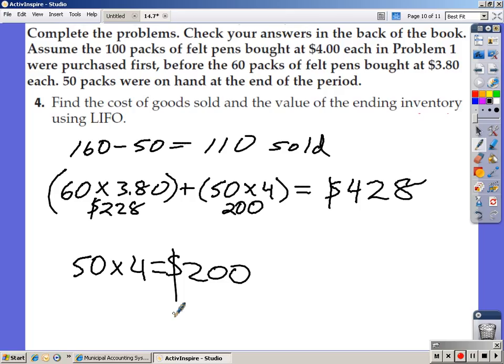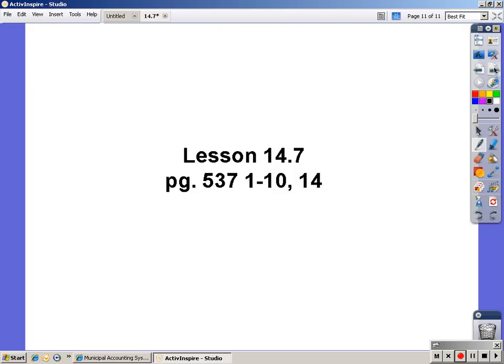This lesson can be a little tricky, but go ahead and try it. Okay, just remember which method you're trying to use, average, FIFO, or LIFO. Here's your assignment, lesson 14.7, page 537, 1 through 10, and 14. Get busy.